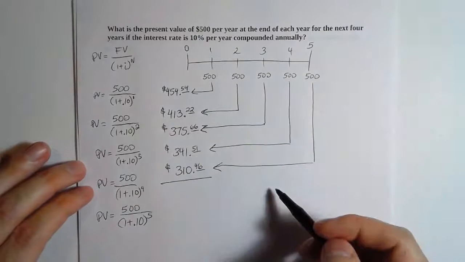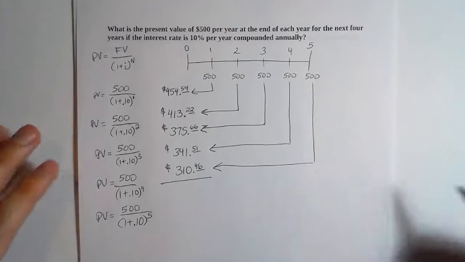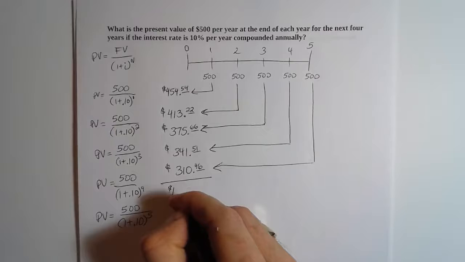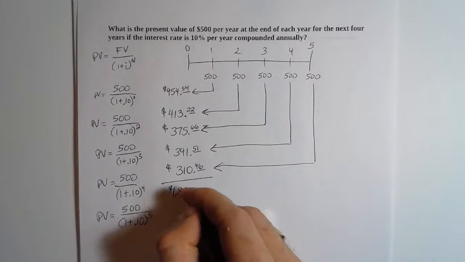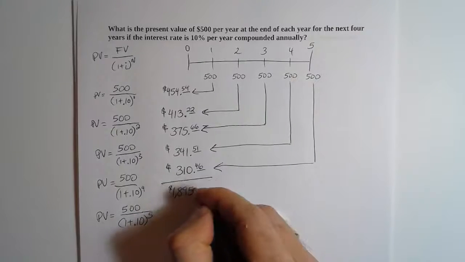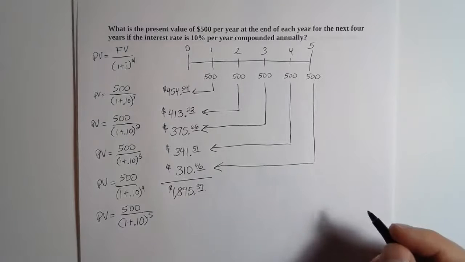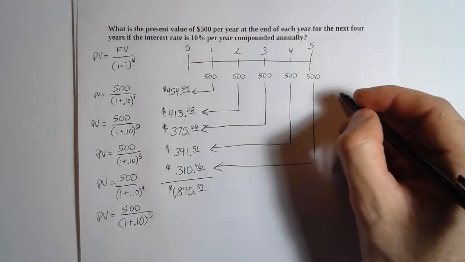So to find the overall present value, what we need to do is add up all of these present values. So I recommend you pause the video and work it out. Okay, so if you paused the video and worked it out, what you should have gotten was a total present value of $1,895.39.